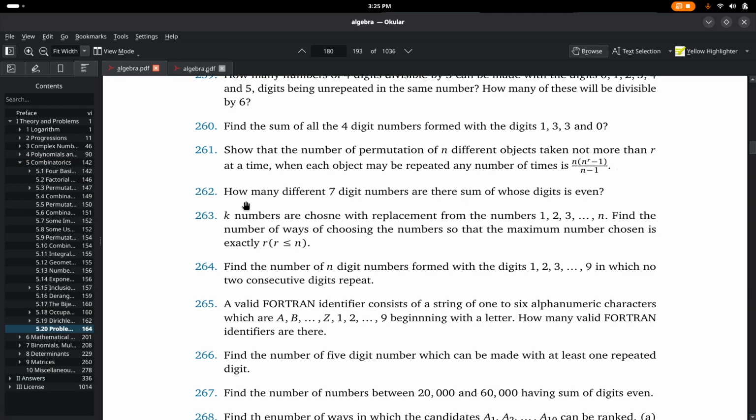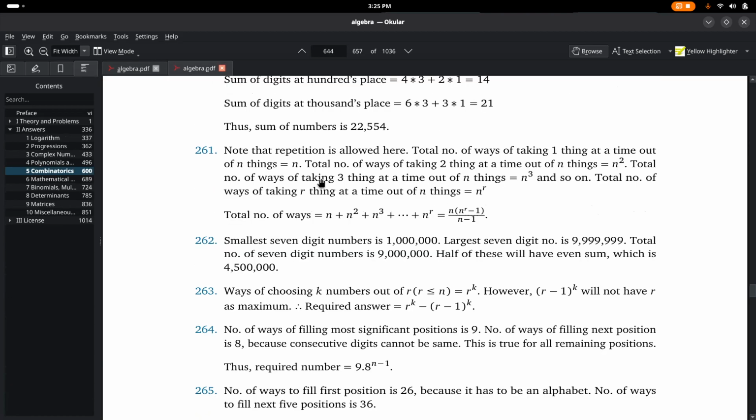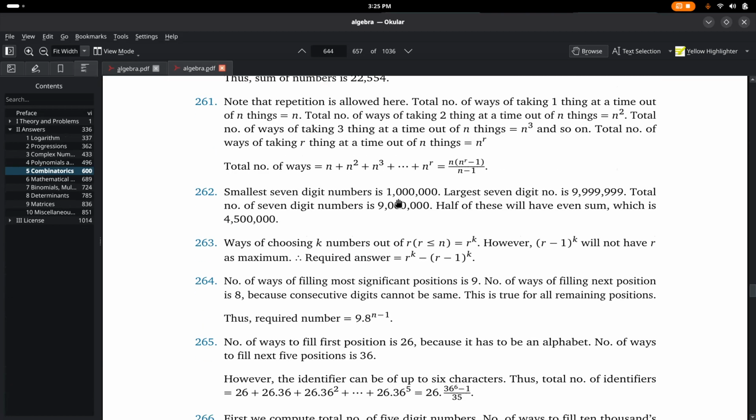Question 262 says: how many different 7-digit numbers are there the sum of whose digits is even? So the smallest 7-digit number we know is 1 million, and the largest would be 9,999,999. So the total number of 7-digit numbers would be 9 million, and half of these will have an even sum and half will have an odd sum. So that is 4.5 million.